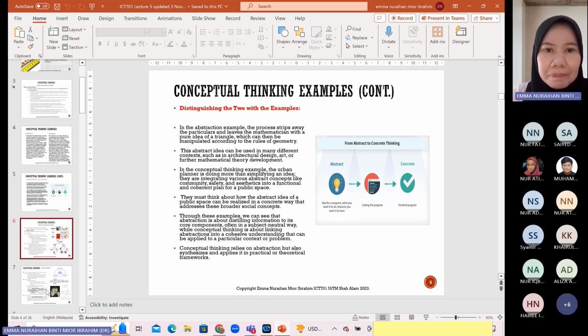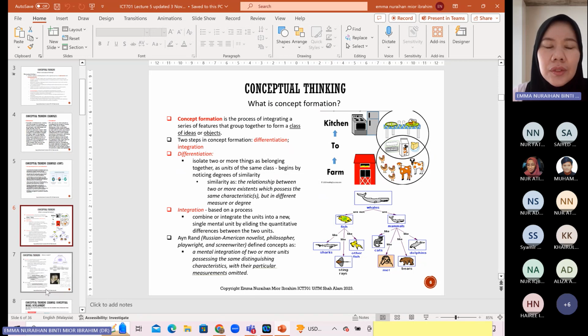Yeah. So concept formation. So just now is the conceptualization, is the process of forming the concept. So what is actually a concept formation? So concept formation is the process of integrating a series of features, okay, from class, ideas, and objects. So I'm sure you have heard this before if you are a CS student, yeah, class, object, okay. Kalau you belajar object oriented semua ni lah kan. So two steps in concept formation, differentiation and integration.